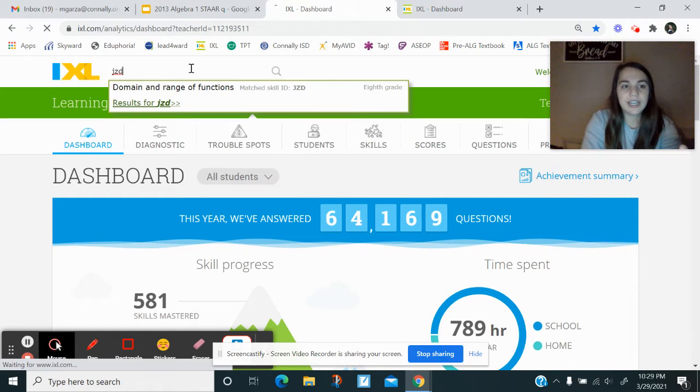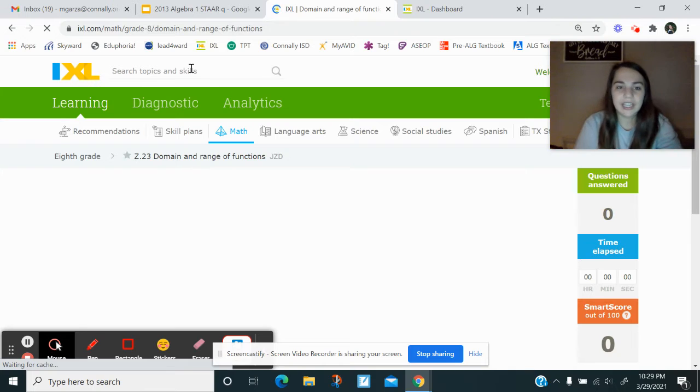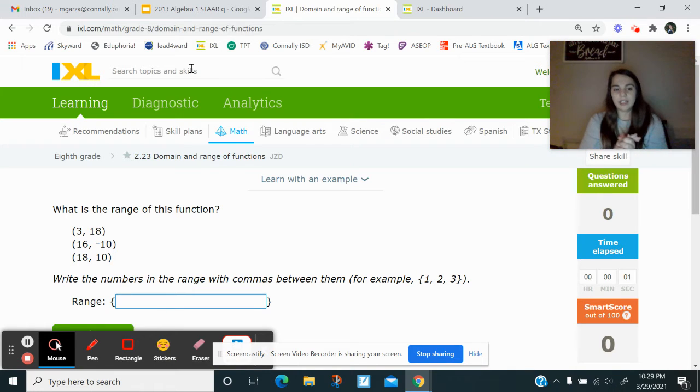All you have to do is press enter once you've typed those. You don't even have to click anything. It'll take you straight to the thing that you need. You're going to be asked to find the range and the domain of a bunch of different things. Always remember that domain is X, range is Y.